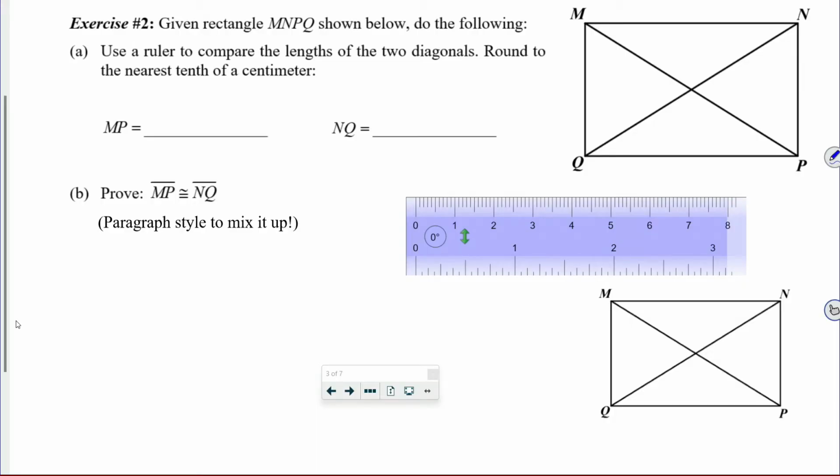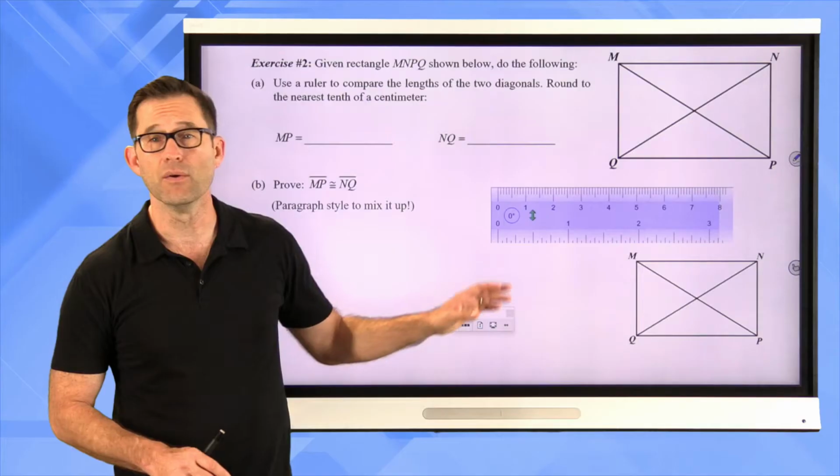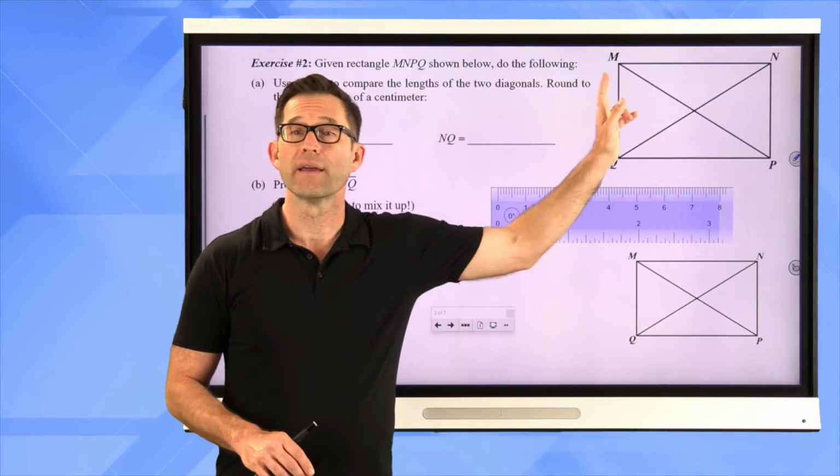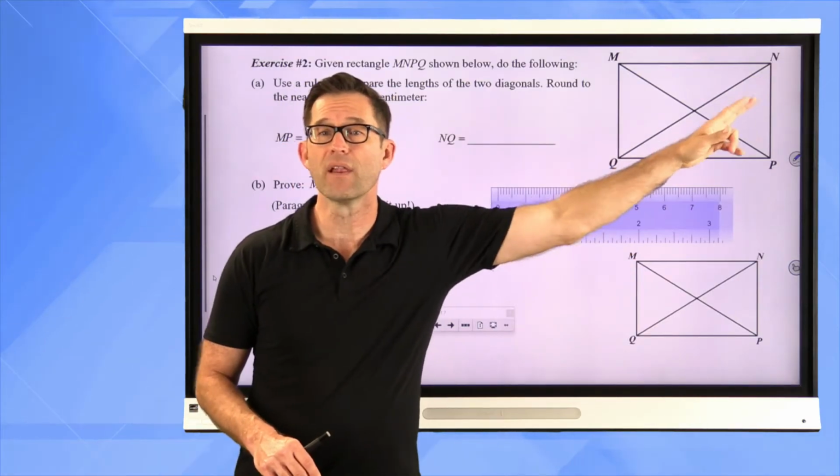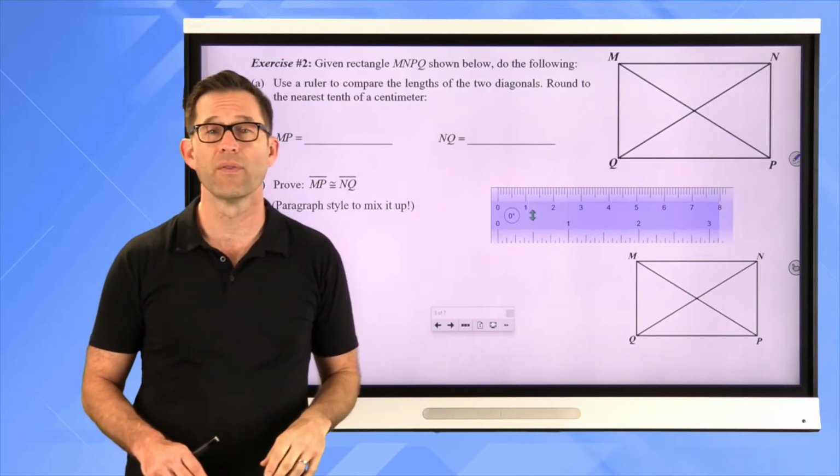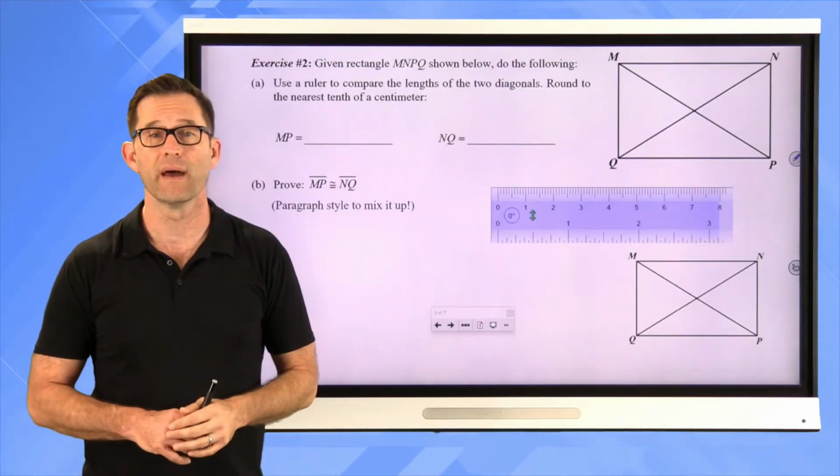Given rectangle MNPQ shown below, do the following. Letter A, use a ruler to compare the lengths of the two diagonals. Round to the nearest tenth of a centimeter. So what I'd like you to do is just take your ruler and measure the length of MP and the length of NQ, and compare those two. Pause the video for a moment right now.